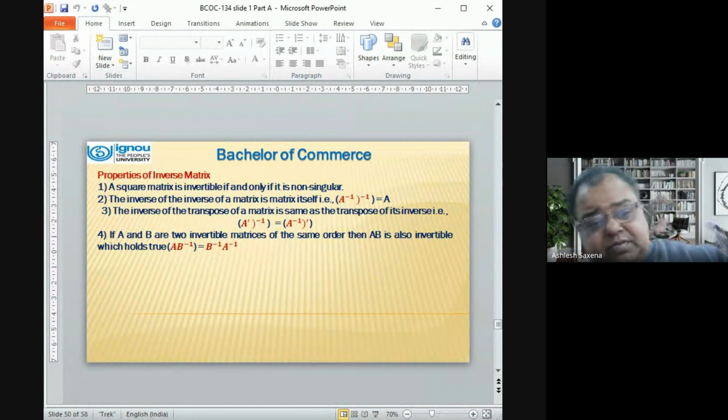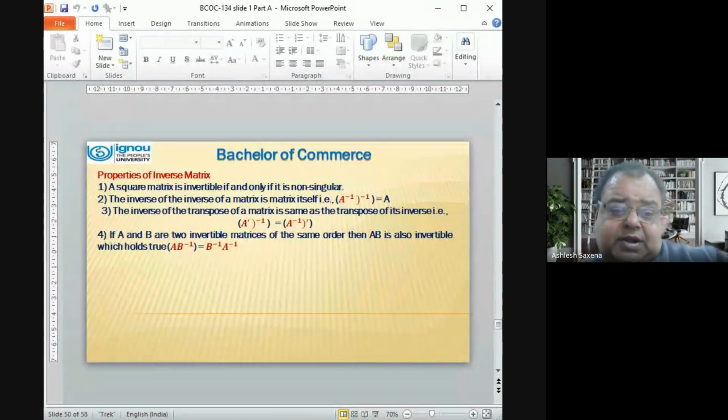If A and B are two invertible matrices of the same order, then AB is also invertible, which holds true for AB inverse is equal to B inverse into A inverse. You can check it by taking two matrices and applying these conditions on them.